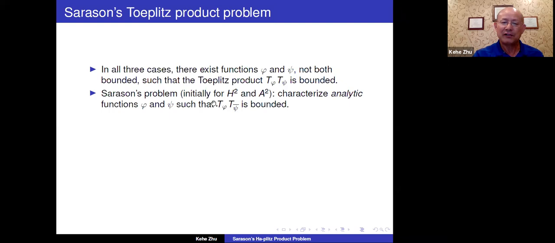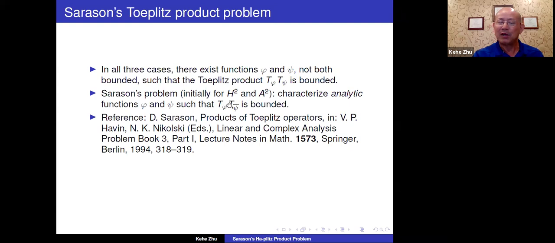Notice that the order of multiplication is important. If you switch the order of multiplication, the problem becomes much, much different. It is this particular combination of the product that makes the problem interesting. You can actually find Sarason's original problem in a Springer lecture notes book. It's actually a problem book.